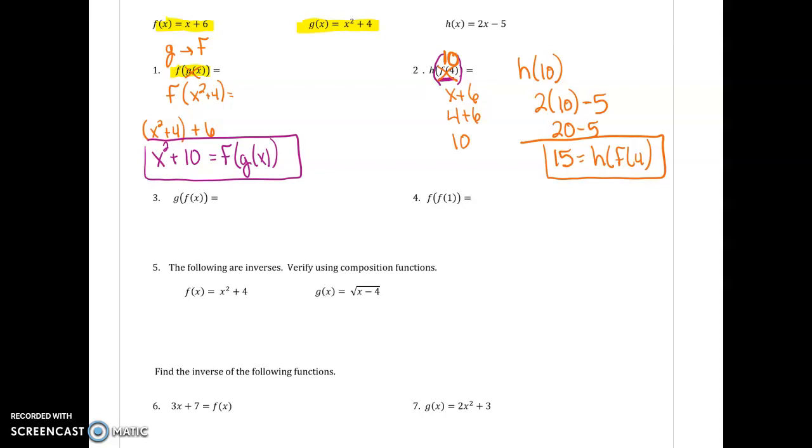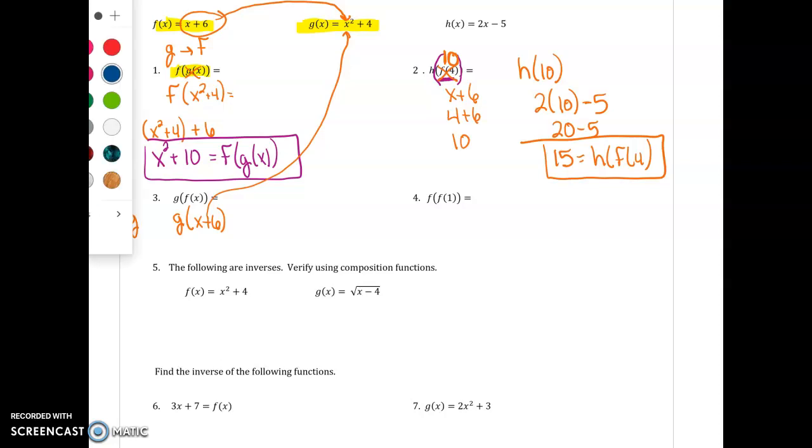So this says f should go into g's function. So f is literally going to go in here right where that x is. The other way I can set this up is replace the f of x with what it's worth, which is this. And then this says the same thing: I should go to g's function and put x plus 6 in there. I don't have a lot of room, so I'm going to switch colors on you. I'm going to put it in blue and move up here.